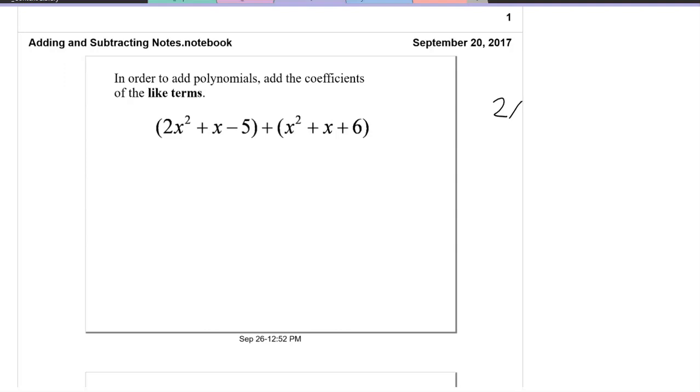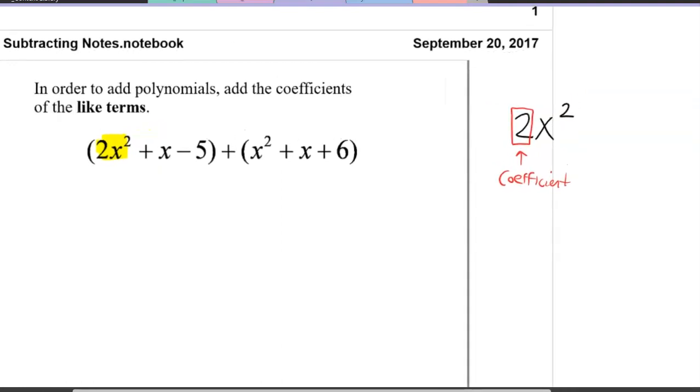A term, so we were talking about polynomials. Polynomials is a collection of terms. So the first term right there, 2x squared, is a term. So terms are expressions with variables and numbers that are connected through either addition or subtraction. So 2x squared is a term. The number in the front, the 2 itself, we call that in math the coefficient. So throughout the video, you're going to hear me referring to that term coefficient.